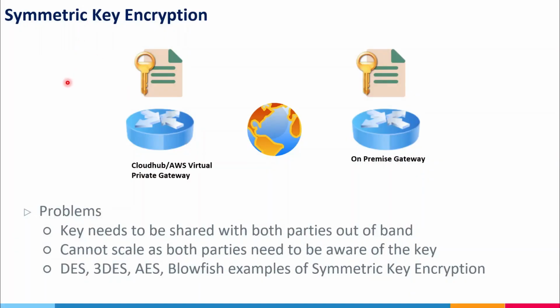Now let's talk about symmetric key encryption. We have already seen in the previous slide that the same key is used to encrypt and decrypt. The problem here is that the same key needs to be shared with the source and the target. Here the source is the CloudHub or AWS virtual private gateway, and this is the on-premise gateway which we will need to connect with VPN. Both parties should be aware of the key, which cannot be done via the internet, because if you share the key through the internet, you have already exposed yourself. Someone who is sniffing the data packets over the internet can grab this key, and then even if you encrypt it, there's no point in doing so.